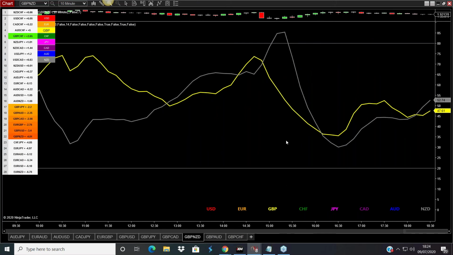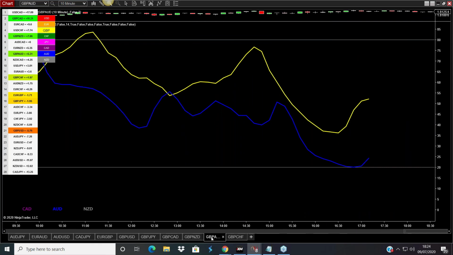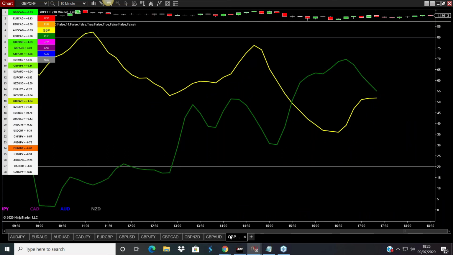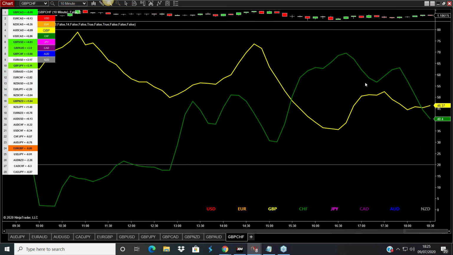Again, going in the same direction. I've got the pound Aussie. It was a pair that I'm always quite heavily involved with. Again, what's it telling me? And the pound Swiss, we've seen some divergence there, and it looks like we've got a little cross here with the Swiss falling and possibly the pound turning up.